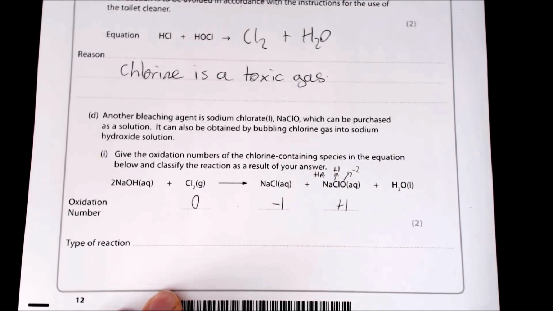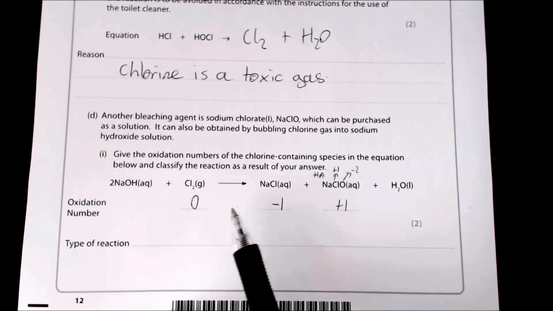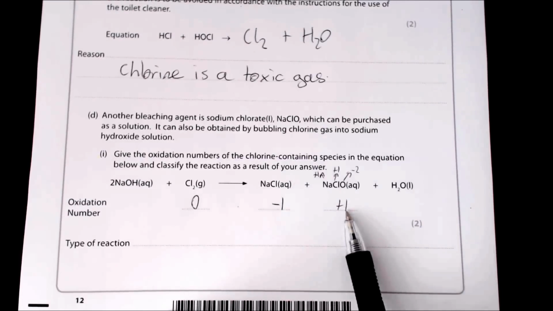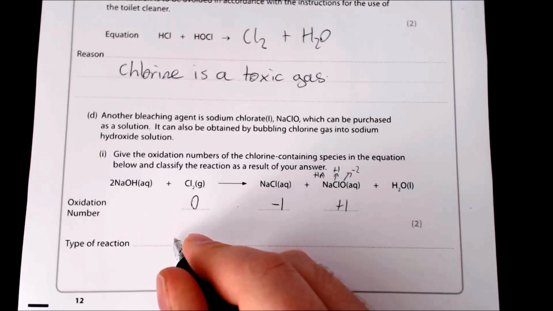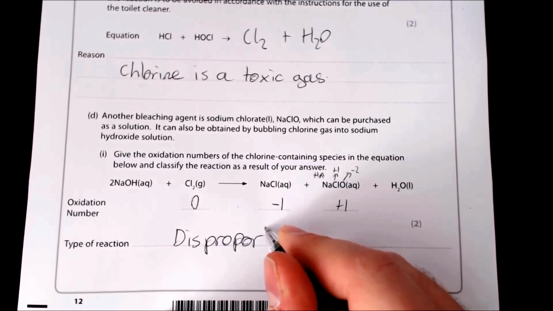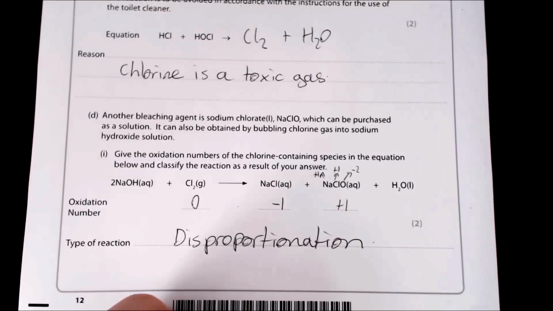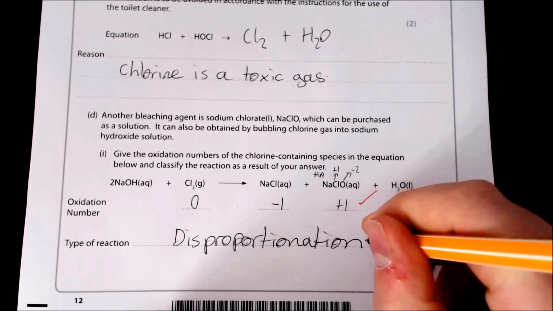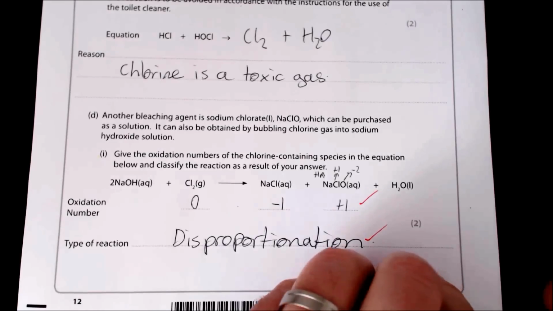So that's +1 there. Now you can see here the type of reaction. We're going from chlorine. It's been reduced here and it's been oxidized here. So when something is simultaneously reduced and oxidized from the same element, we call that a disproportionation reaction. Okay, so you obviously get 2 marks for that. You get 1 mark for your oxidation numbers and 1 mark for disproportionation. Okay. So, there we go.